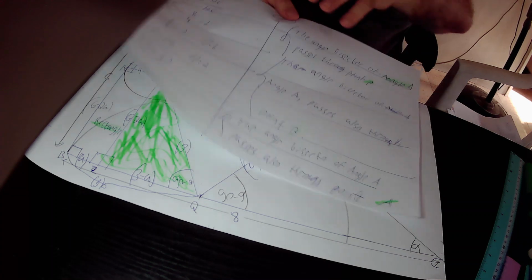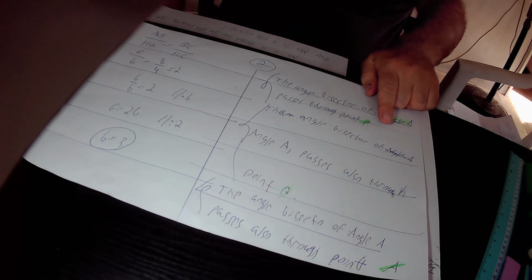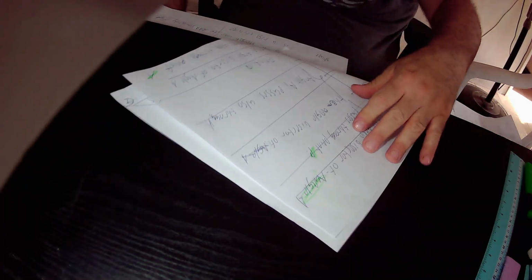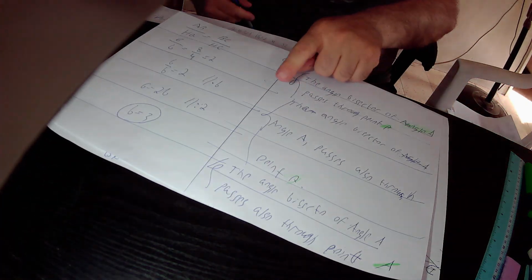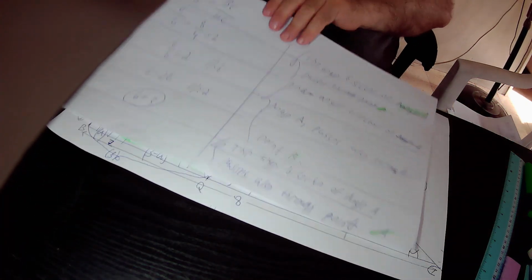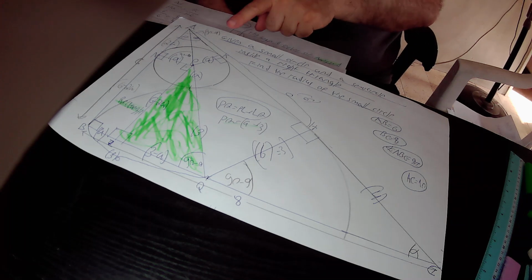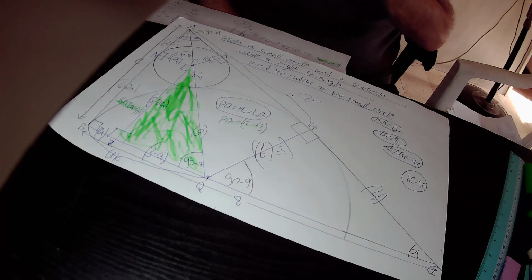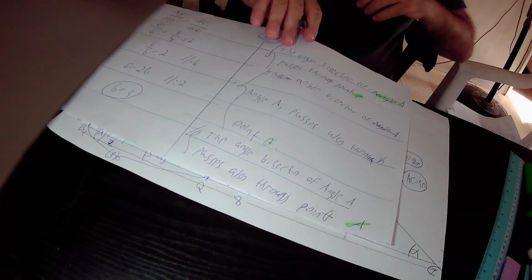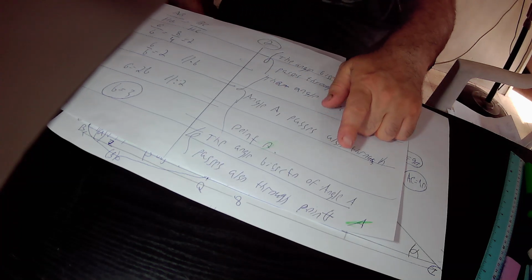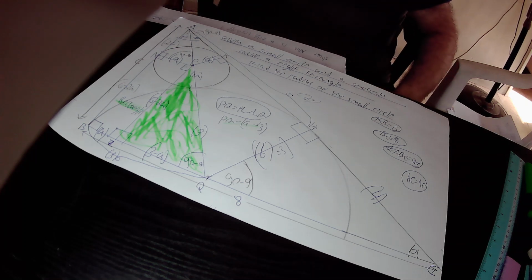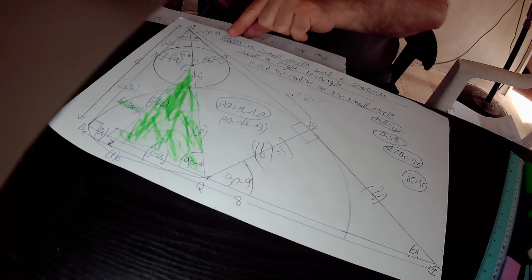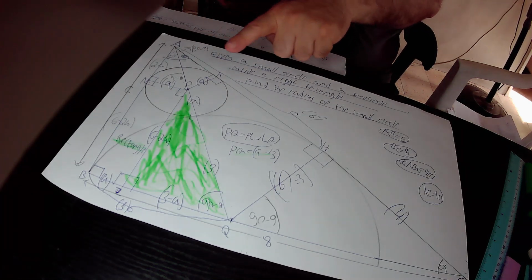Now here, the angle bisector of the same angle, angle A, passes also through point Q. It is obvious that the angle bisector of this angle A must also pass through point A itself. So in conclusion, we can write down that the angle bisector of this angle A passes through points A, P, and Q.